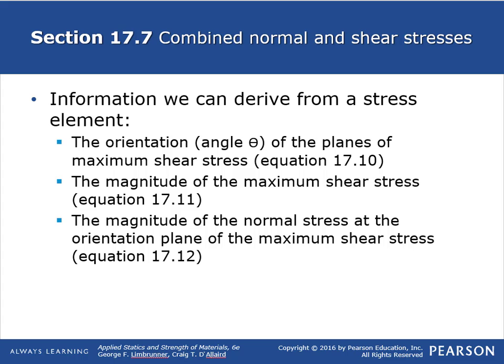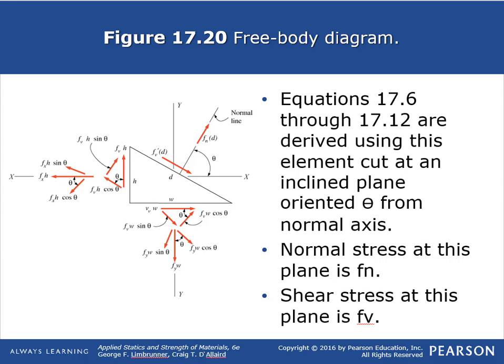So how do we do this? We're going to do this in section 17.7 using a bunch of equations that we derive from this free body diagram. Equations 17.6 through 17.12 are derived using this element, cut at the inclined plane, oriented theta from the normal axis. Okay, essentially all we're doing here is we're taking our infinitesimal element, we're cutting it at a plane theta, and then we're summing these forces together and solving for what is the normal force at this plane theta and what is the shear at this plane theta.